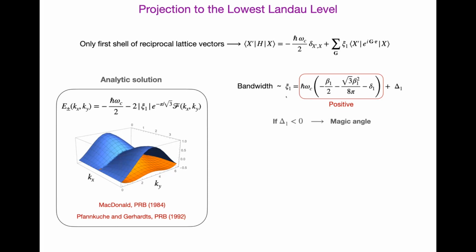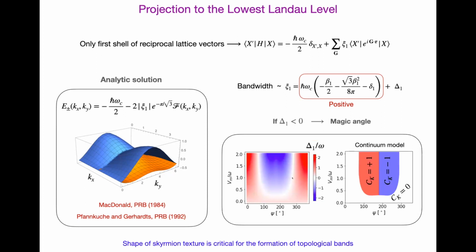So how does this delta 1 look? This is how it looks. You see that as a function of continuum model parameters, there is a region where it's negative. And if you plot the topological phase diagram of the continuum model, the region where this delta 1 becomes negative coincides with the region where you have topological bands.